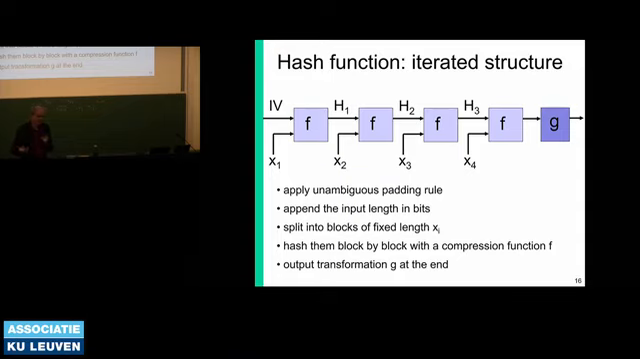Okay, so you have to do something we call padding. What people do in practice is you always put a 1 at the end, then you put some zeros, and then you fill out the block with the length in bits of the message. We call this an unambiguous padding rule, so you know where the message ends and you know how long it is. So you append the length, and then you hash block by block.